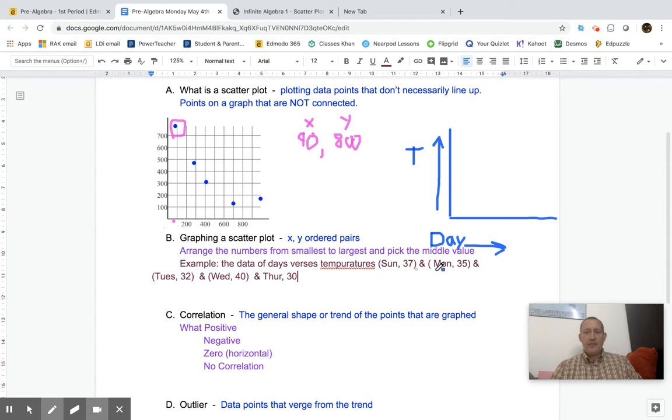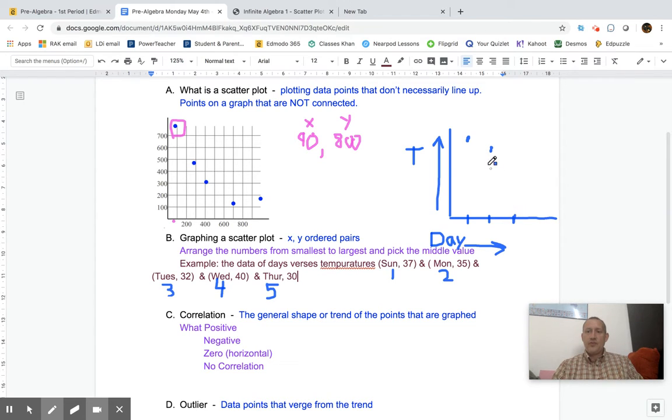So if we were going to look at these days, we would have to give them a number, right? So Sunday, we could call that 1. We could say that's the first day. Monday is 2. It's the second day. Tuesday is 3. Wednesday is 4. Yom Arba. And then Thursday is 5. Okay, so if we look at the trend, Sunday, that would be like 1 for the day, and we would plot it all the way up here at 37. And then Monday, the second day, it would be a little bit lower at 35.